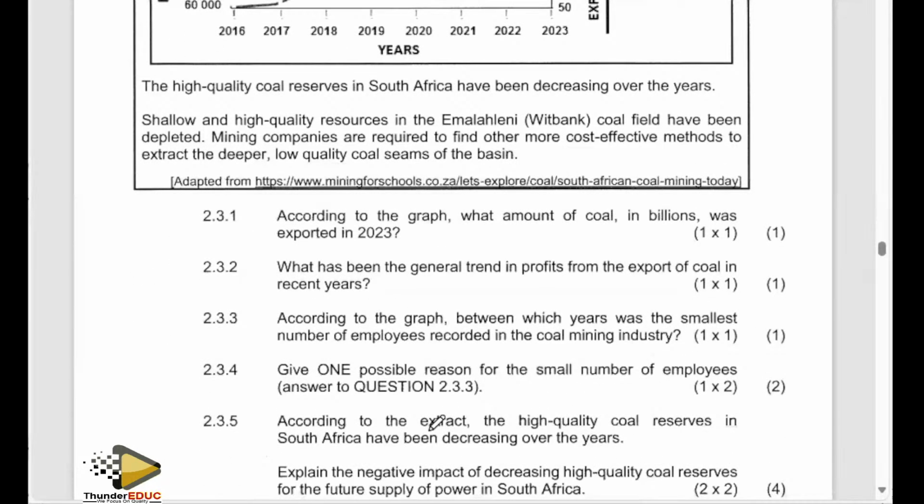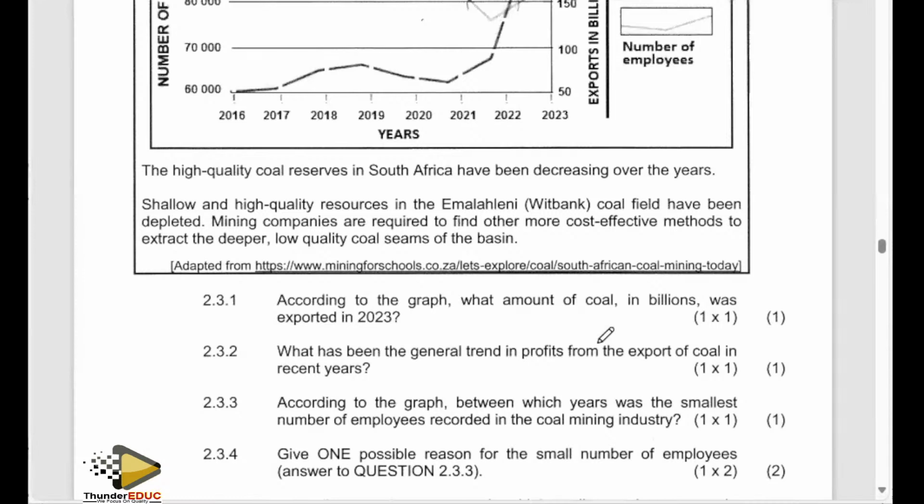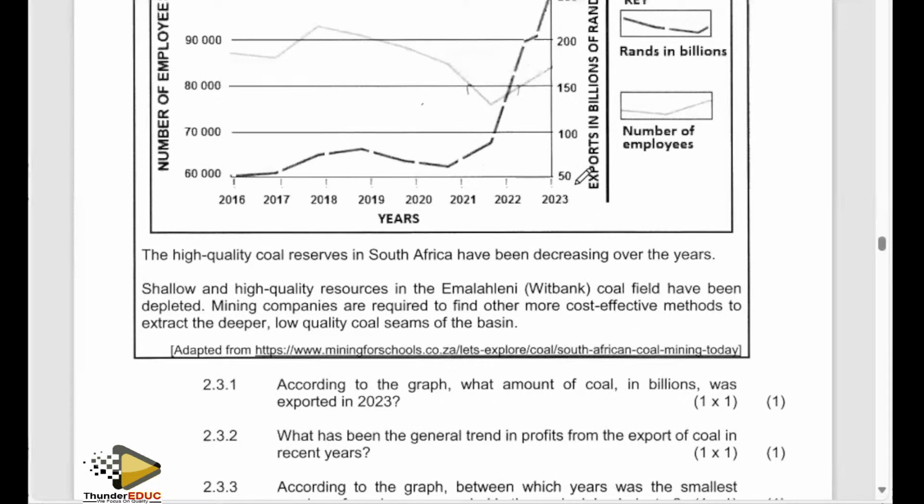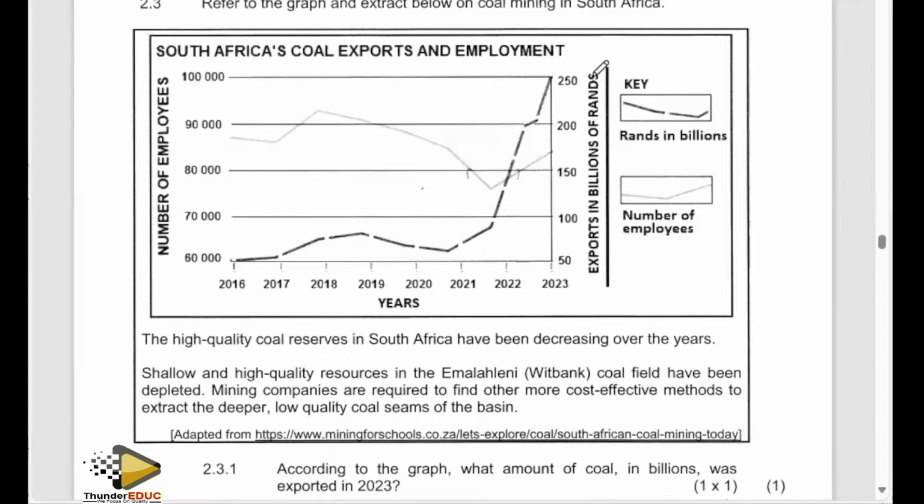The first question is saying, according to the graph, what amount of coal in billions was exported in 2023? We want the exports in billions for 2023. Our 2023 is here, so our reading must be coming from here, because this is the reading which talks about exports in billions.